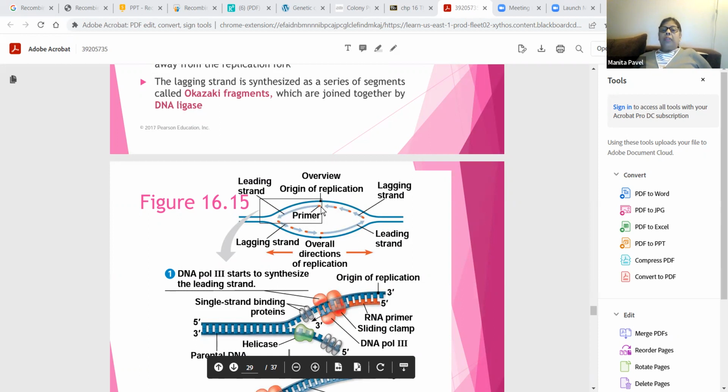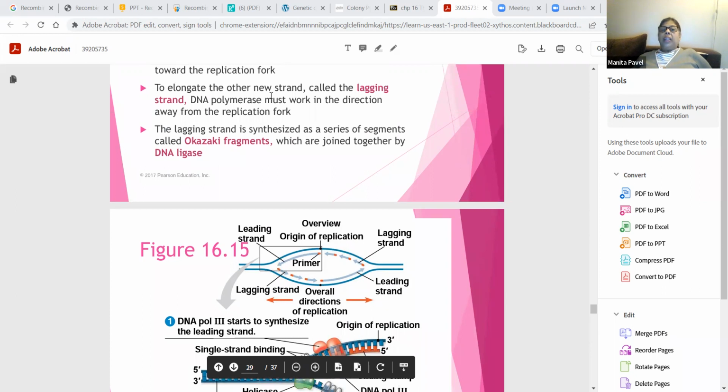The lagging strand is the strand that comes later. To elongate the other new strand, called the lagging strand, it must work in the direction away from the replication fork. So if this is the leading strand here, the lagging strand is here. This is the replication bubble, the origin of replication. So it's going opposite.